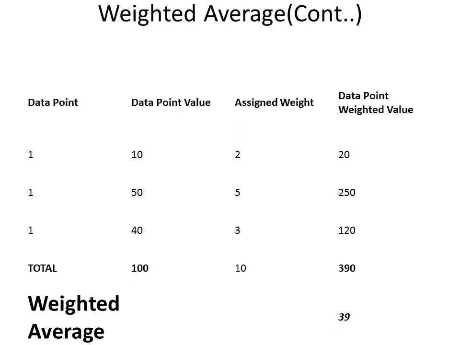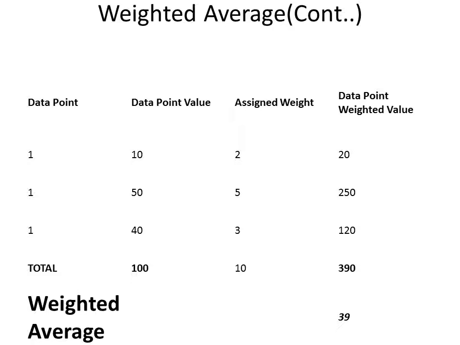So, weighted average example. The data point values are 10, 50 and 40. The assigned weights for the corresponding data points are: for 10 the assigned weight is 2, for 50 it is 5, for 40 it is 3. And the data point weighted values, as I said, are the data point values multiplied with the assigned weight.